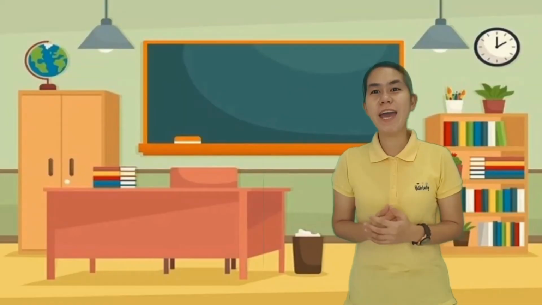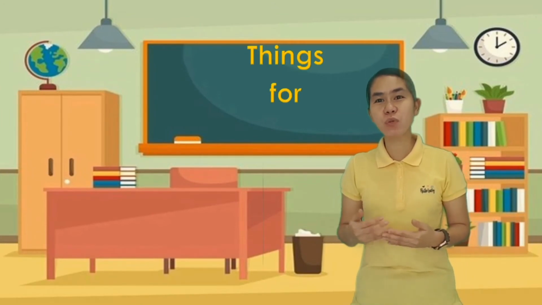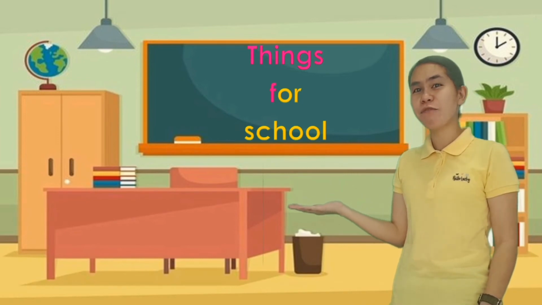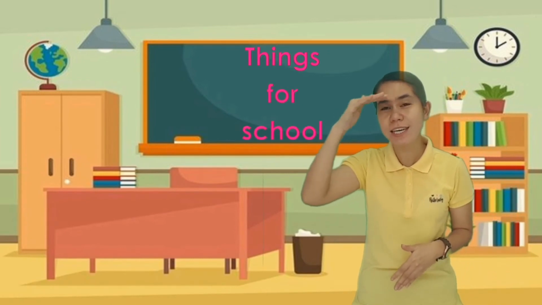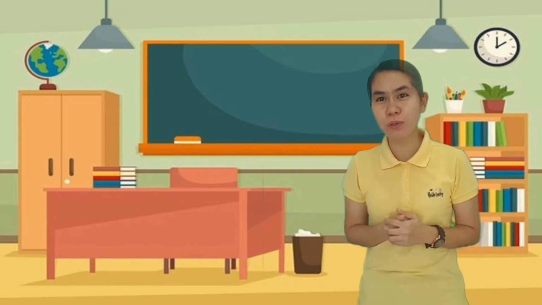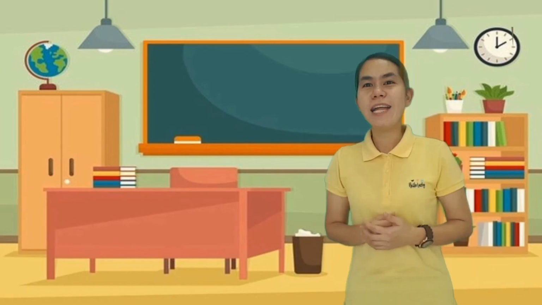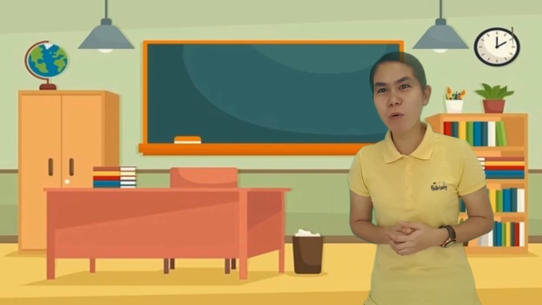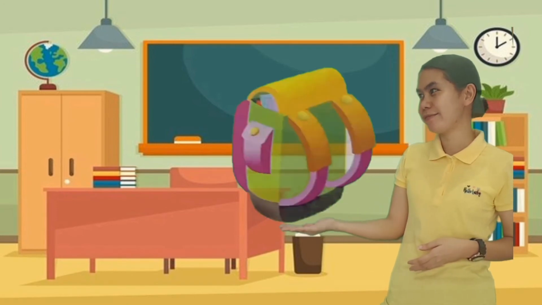Okay? Today, we are going to learn about things for school. Again, things for school. What are those things that we can see inside the school? So here are the examples. Let's name them one by one. So let's start with the first picture.